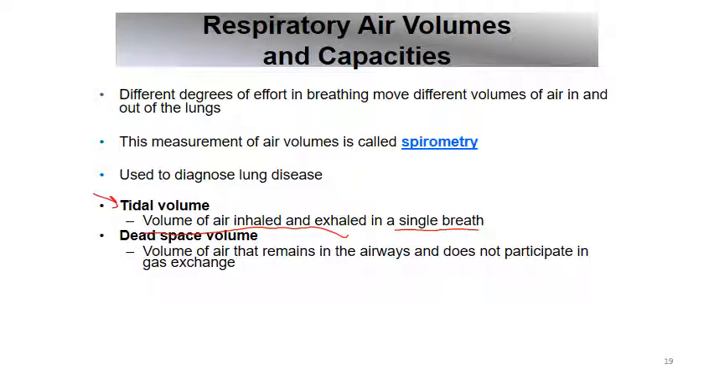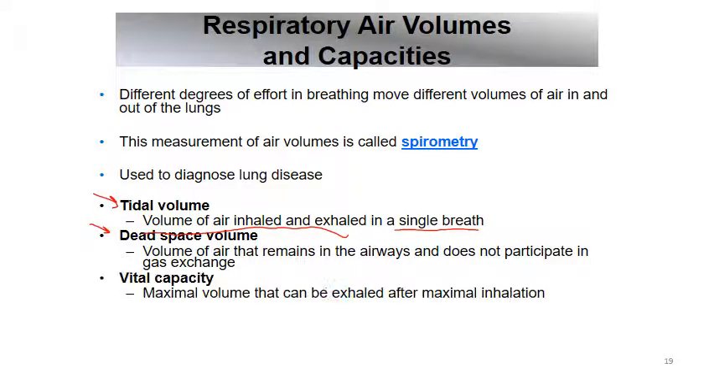Dead space volume, how much air remains in your lungs even if you try to get out as much air as you can. A little bit of air always gets stuck inside your lungs, and it's totally normal. Vital capacity, this is the maximum amount of gas that can be exhaled after maximal inhalation. And all of these can be measured by a spirometer.